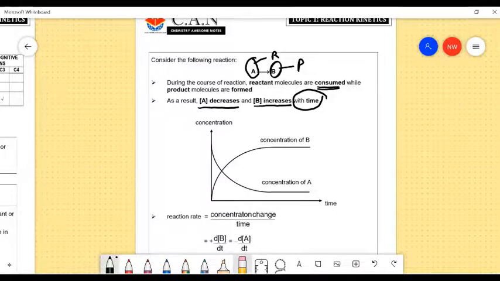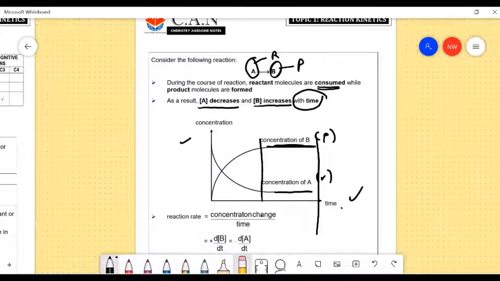So, based on the concentration-time graph, this graph question has been asked before, asking you to draw the concentration versus time graph. As you can see from this graph, you can see the concentration of B, which is our product, increasing with time until at some point it reaches equilibrium, that's why it is static. And then concentration of A, which is our reactant, decreasing with time until at some point it reaches equilibrium, that's why the line is straight there.